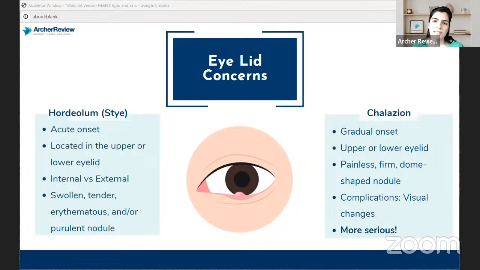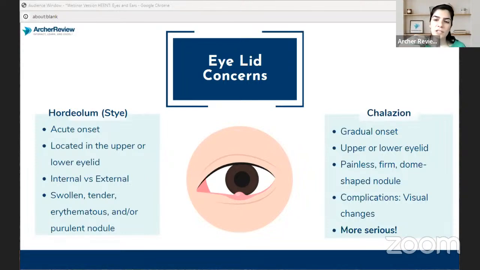So with the hordeolum, with the stye, you do not need antibiotics, and you need to educate your patients on that. It is going to be acute onset. It happens in the upper and lower lids. You can get internal versus external hordeolums or styes. They are really swollen, really tender. Sometimes that nodule is going to be emitting some pus, and you can see it in the whites of the eye. So that patient gets really concerned. They're like, what is this? Do I need antibiotics for it?